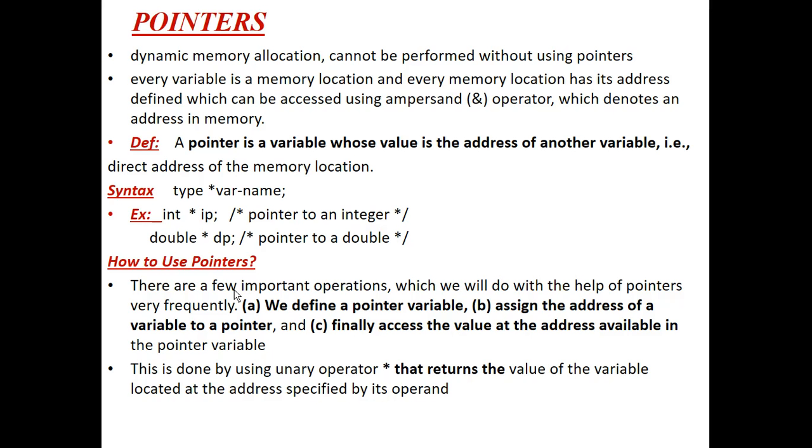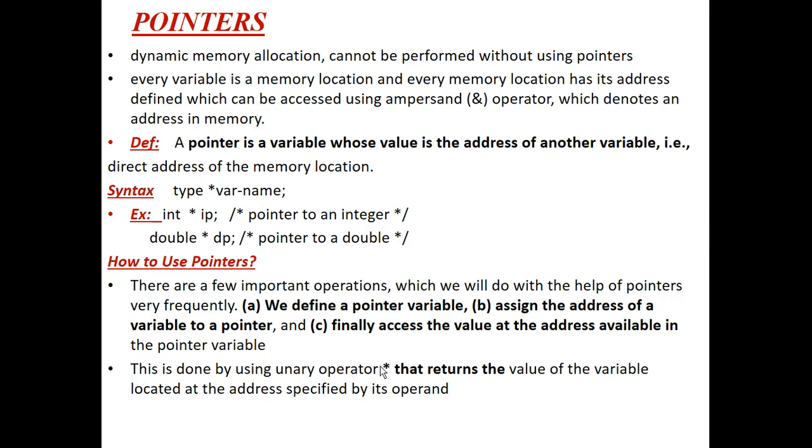By using this star symbol, we can return the value of the variable located at the address specified by its operand. That means as soon as we declare int *p, here p is the variable. Here this p specifies the operand, and the star returns the value of the variable located at the address specified by the operand p. So this is the way we use pointers in the C programming language.